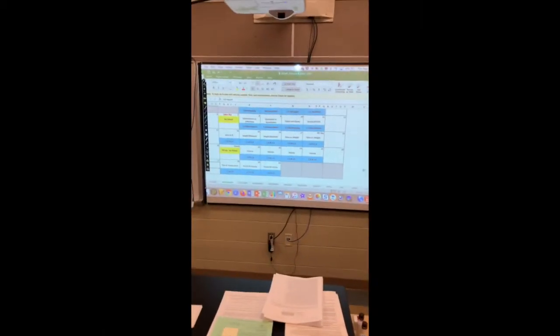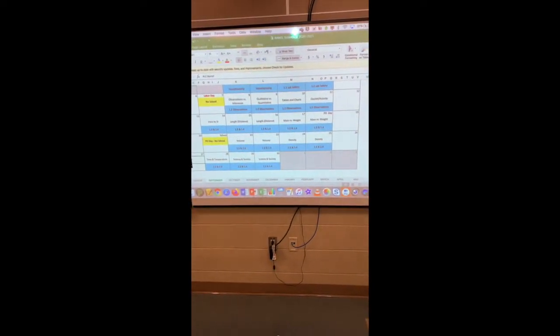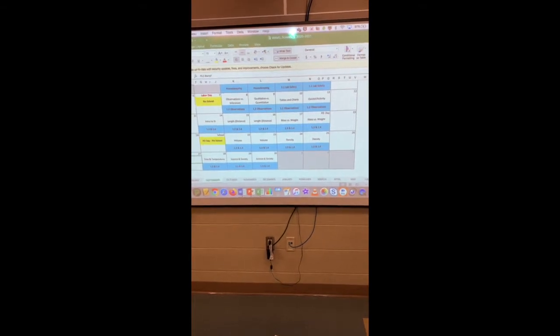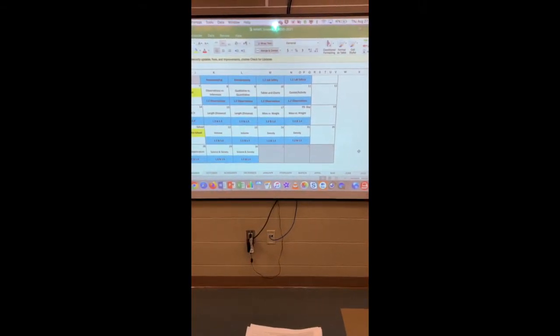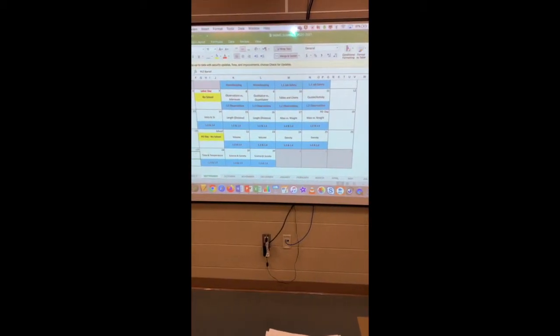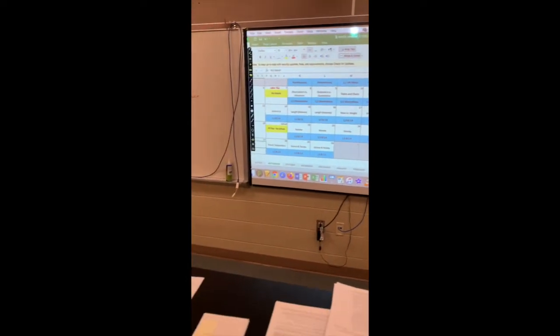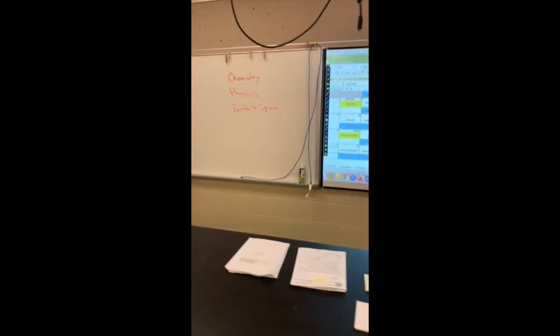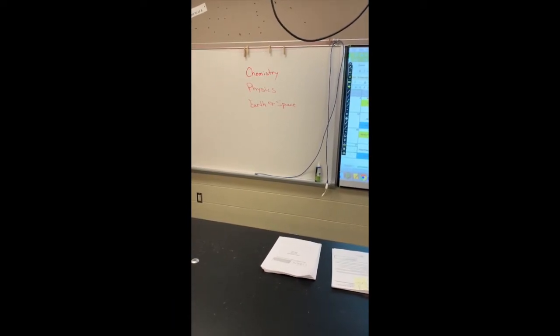This is what our first month will look like. Observations and length, mass and weight, volume, density, time and temperature, science and society. And that will lead us into chemistry, physics, and earth and space.